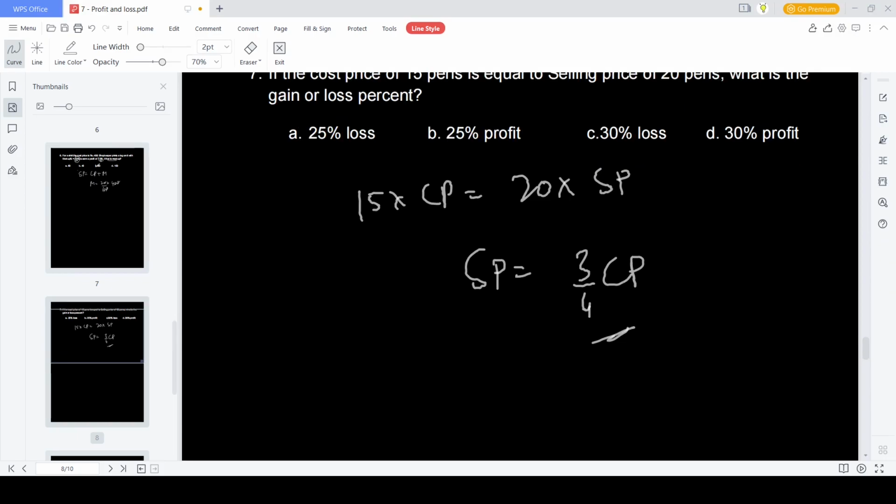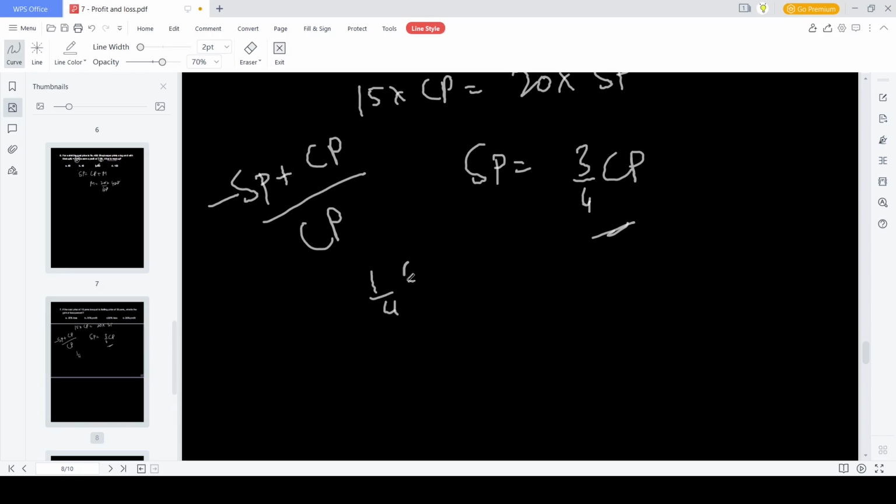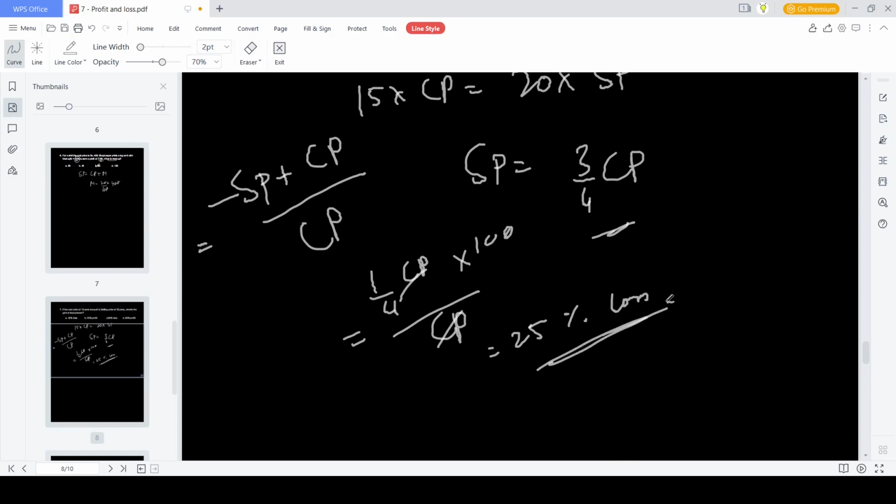So gain percent is what? Gain is nothing but selling price minus cost price, but here we can see that selling price is less, so it will become cost price minus selling price, that is the loss percentage, divided by cost price. So this comes as 1/4 cost price divided by cost price, because selling price is 3/4 and cost price is one full. So this comes as 1 by 4 into 100, that is nothing but 25%. This is a loss. Okay, 25% loss.